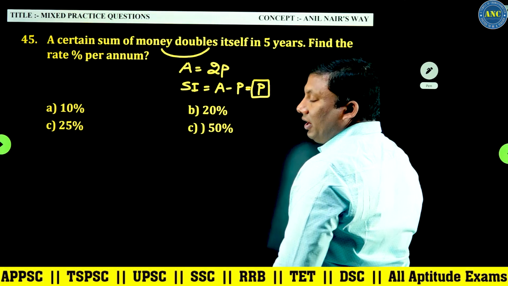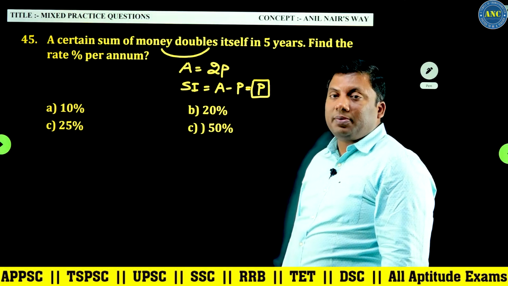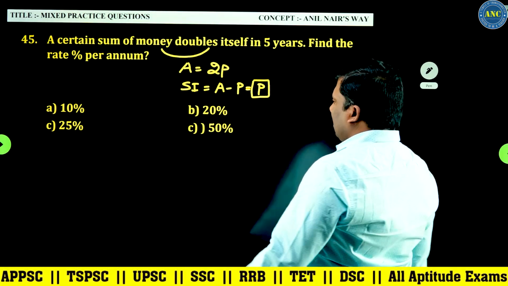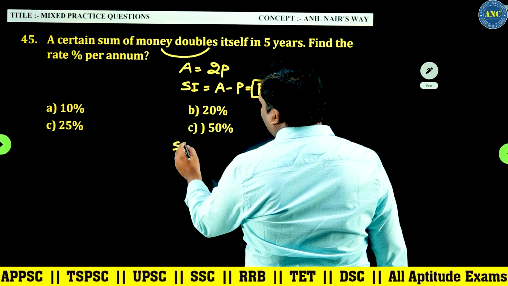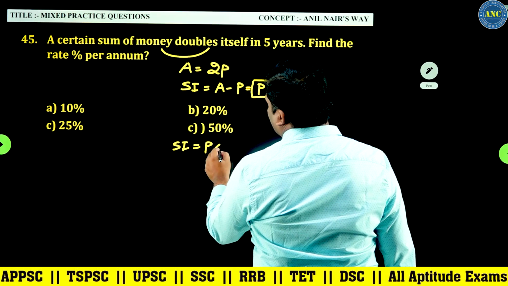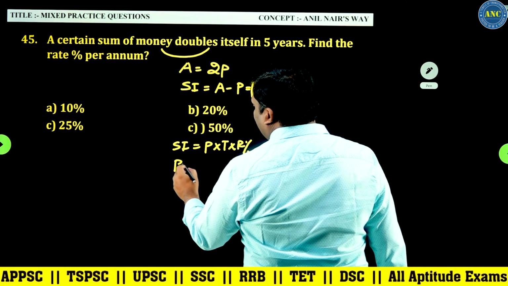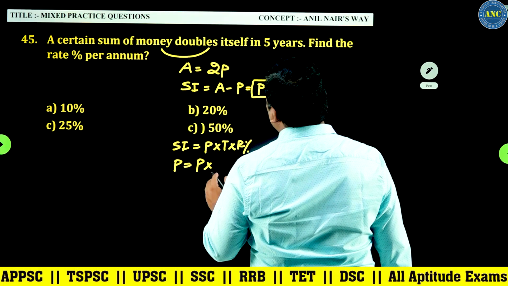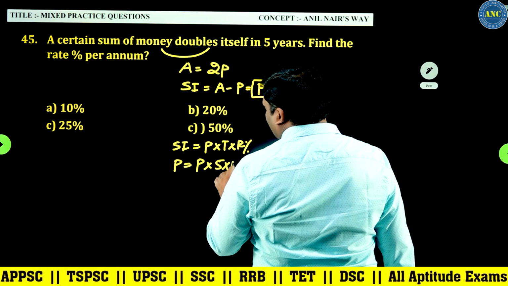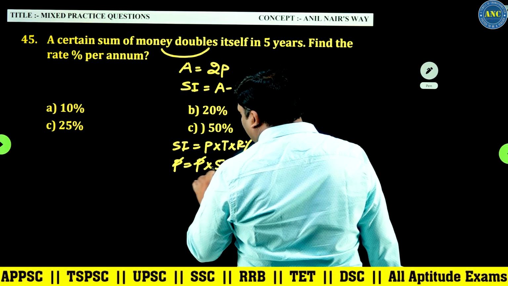Interest and principal are same. SI is equivalent to PTR percentage. P is equivalent to P into time period, which is 5. So this has to be 20%.